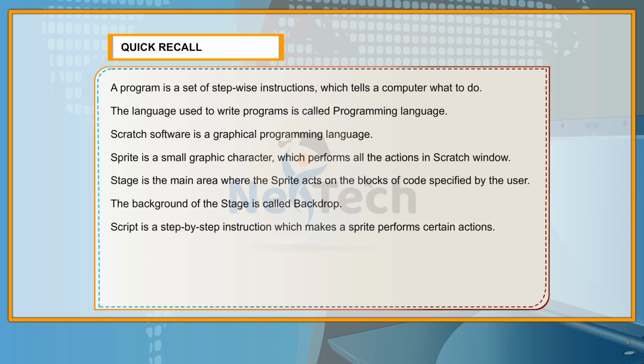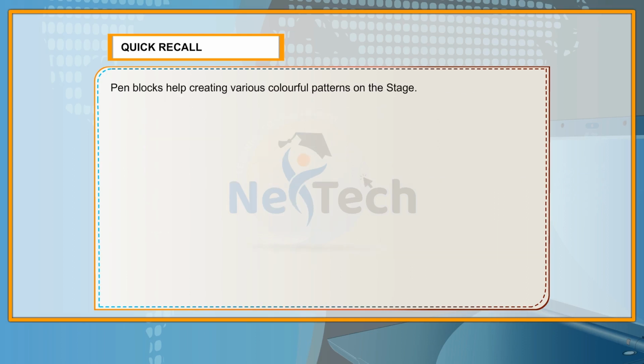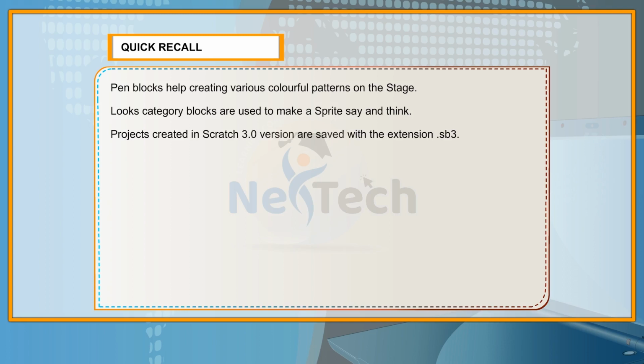A script is a step-by-step instruction which makes a sprite perform certain actions. The blocks palette contains different sets of blocks. There are 9 block categories displayed on the block menu vertical pane. Motion blocks allow the users to move a sprite in any direction onto the stage. Pen blocks help create various colorful patterns on the stage. Looks category blocks are used to make a sprite say and think. Projects created in Scratch 3.0 version are saved with the extension .sb3.